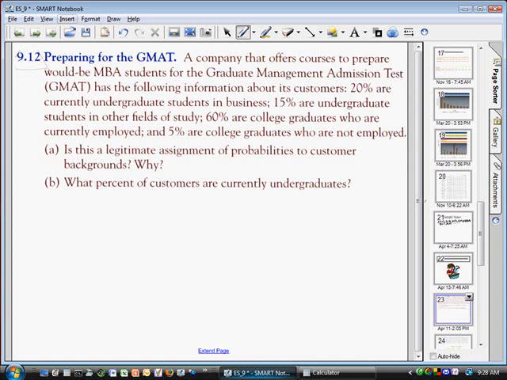That's the big one. What percent of customers are currently undergrads? Now, you got to be careful here. There are 2 such groups that have to be put together, right? Do you see that? It says 20% are currently undergrads in business, and 15 are undergrads not in business. So you'd have to say 35%. So there you just have to be careful that you read carefully.